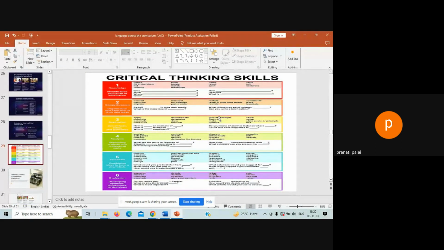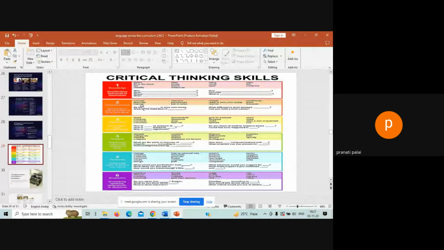So critical thinking skill is also divided into 6 parts according to Bloom's taxonomy. Under the knowledge domain, we can use the terminology define, label, locate, memorize, name, recall, spell. These are the action verbs we can use under the knowledge aspect or knowledge domain. Next is your comprehension. In comprehension, organization and selection of facts and ideas.